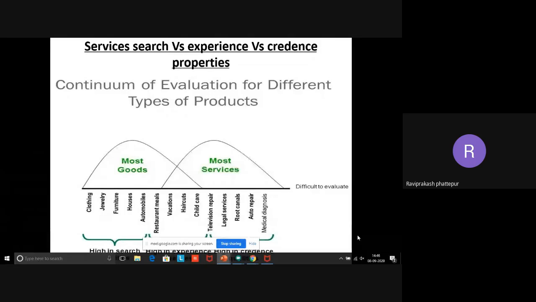Next is high in experience. Here we have restaurant meals, vacations, haircuts, childcare. These are high in experience. That means people will not come to know about the quality or the type of service unless they undergo the experience. For example, restaurant meals. It may look good, but unless you eat, you will never come to know about the taste, whether you like it or not.